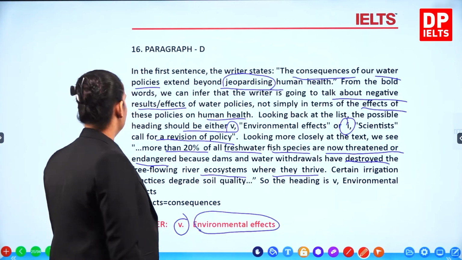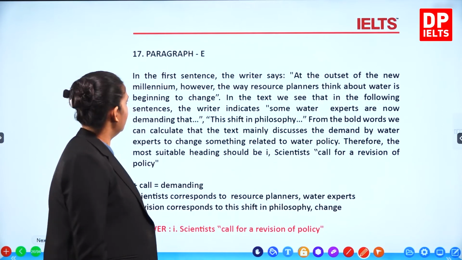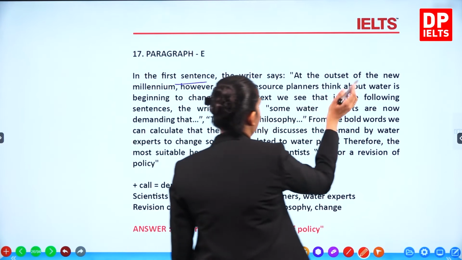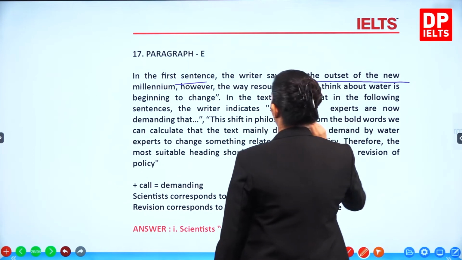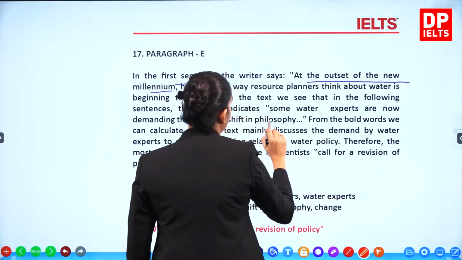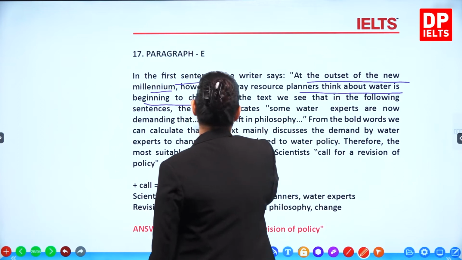Right? All right, so moving on, paragraph F, okay? In the first sentence, the writer says, at the outset of the new millennium, however, the way resource planners think about water is beginning to change.